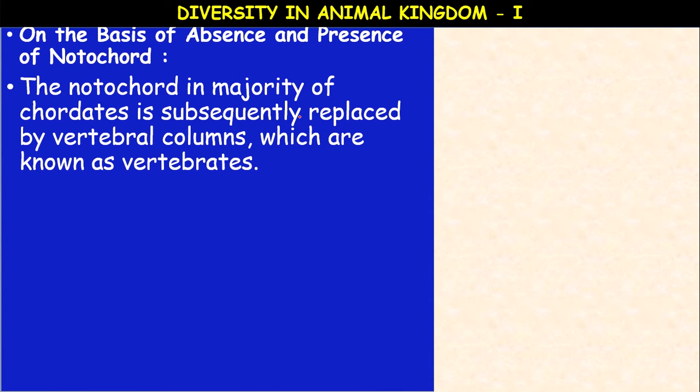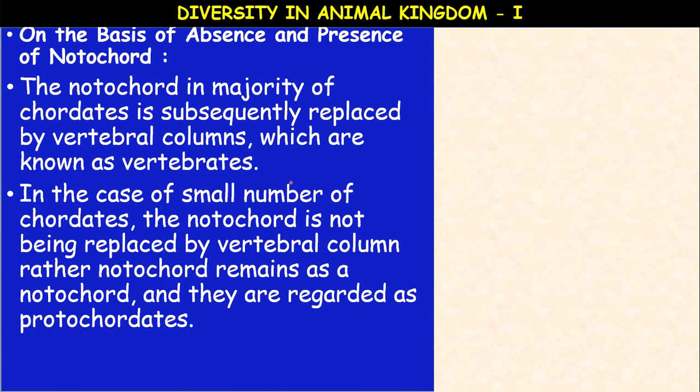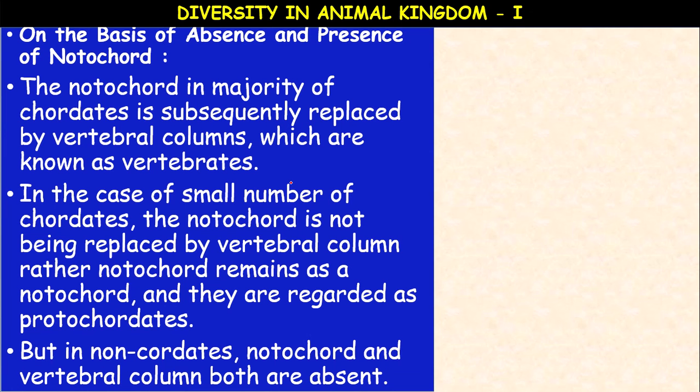Now, the notochord in maturity of chordates is subsequently replaced by the vertebral column, hence they are also called vertebrates. In the case of a small number of chordates, the notochord is not replaced by vertebral column, rather the notochord remains as a notochord and they are regarded as protochordates. But in non-chordates, notochord and vertebral column both are absent. Okay. Based on the presence and absence of notochord, animals are classified into two, non-chordates and chordates. Chordates are again divided into protochordata and vertebrata.